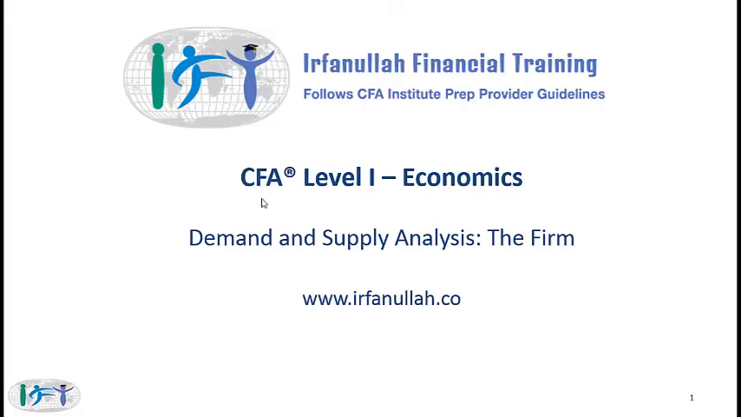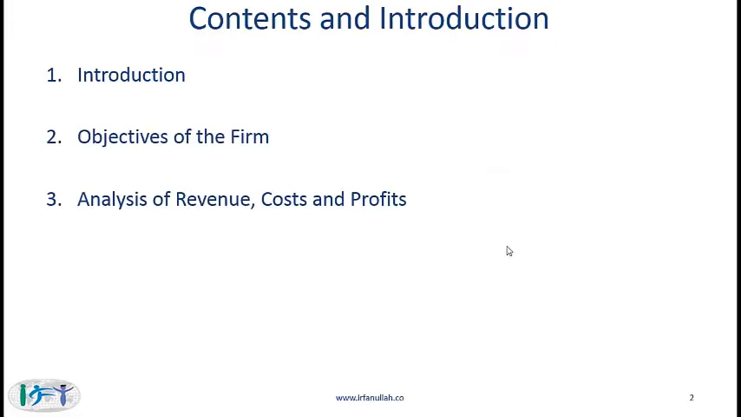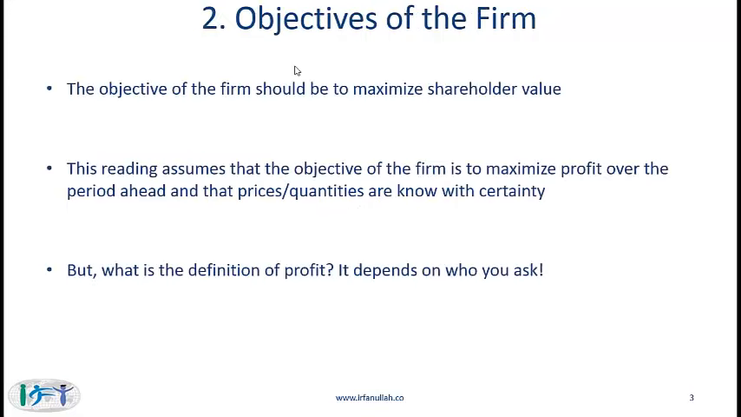In this lecture, we will go over the CFA Level 1 reading on demand and supply analysis, the firm. This reading has three sections. We have a brief section which talks about the objectives of the firm, and most of this reading is based on section 3, analysis of revenue, costs and profits. Let's start with the objectives of the firm.